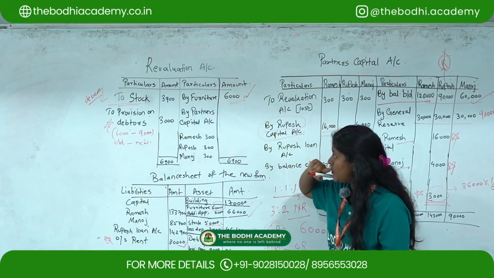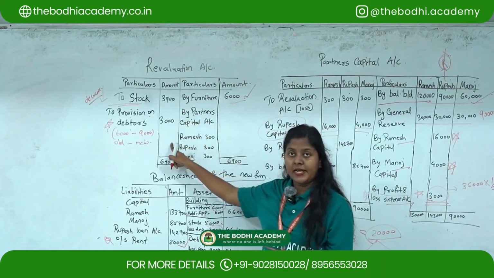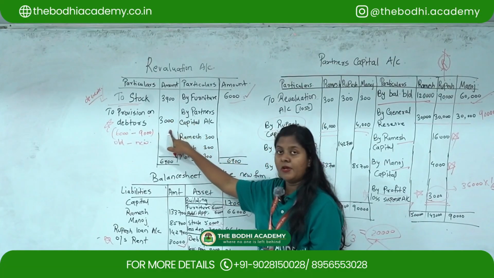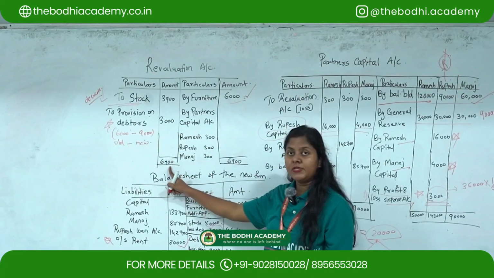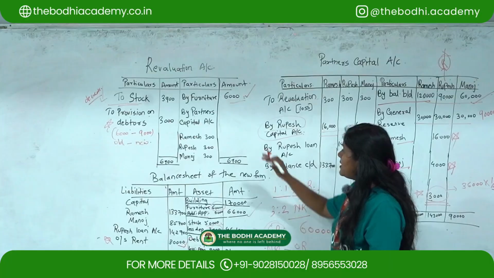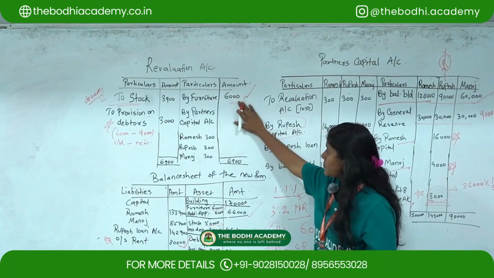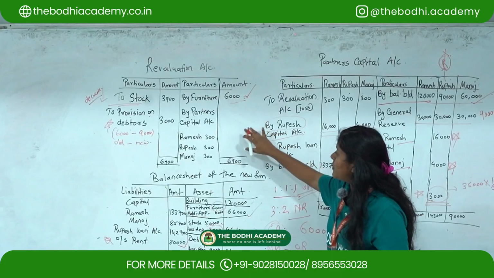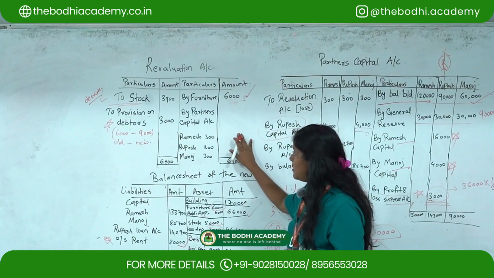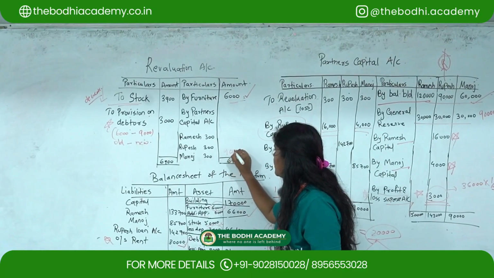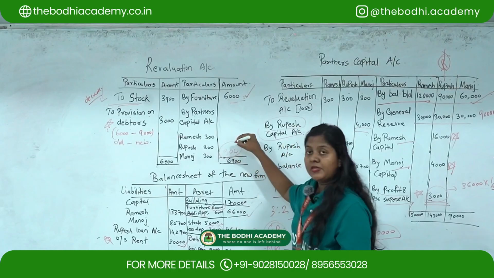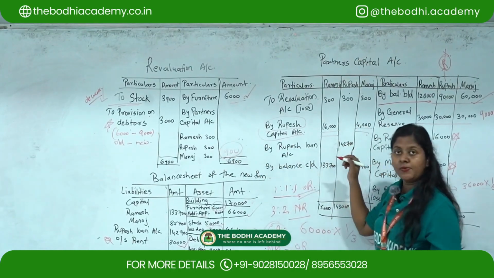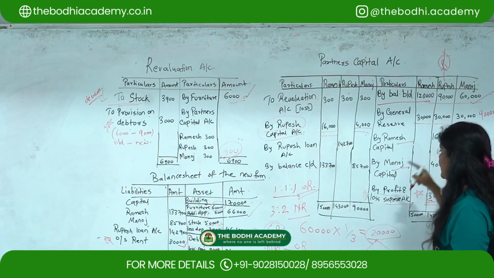With regards to the revaluation account, the debit side is heavier: 3,900 plus 3,000, which gives you 6,900. This side is less, right? So what I am going to do is find out the difference. The difference I am getting over here is 900.